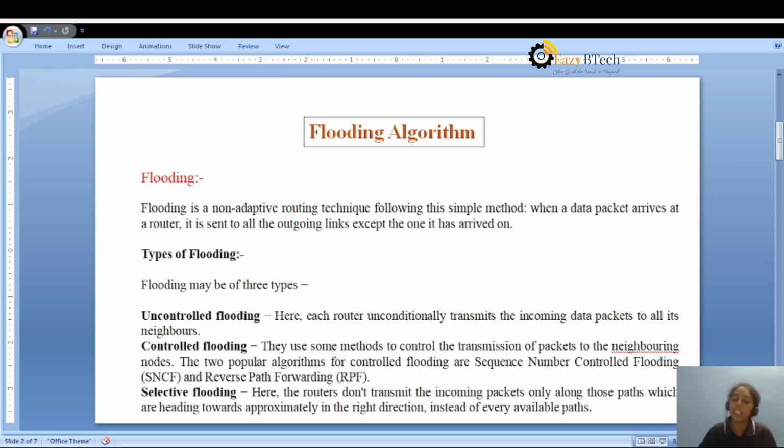We will discuss another type of algorithm, the distance vector algorithm, in later classes, right?